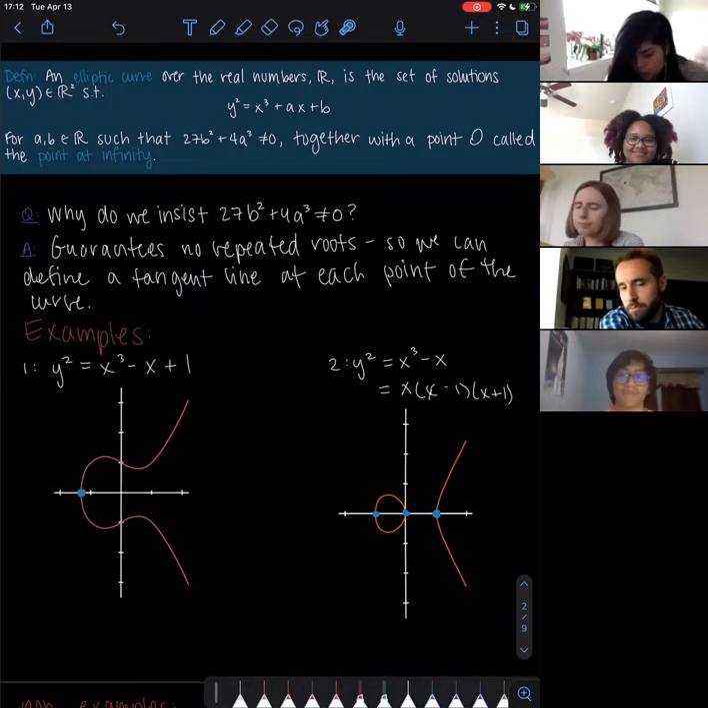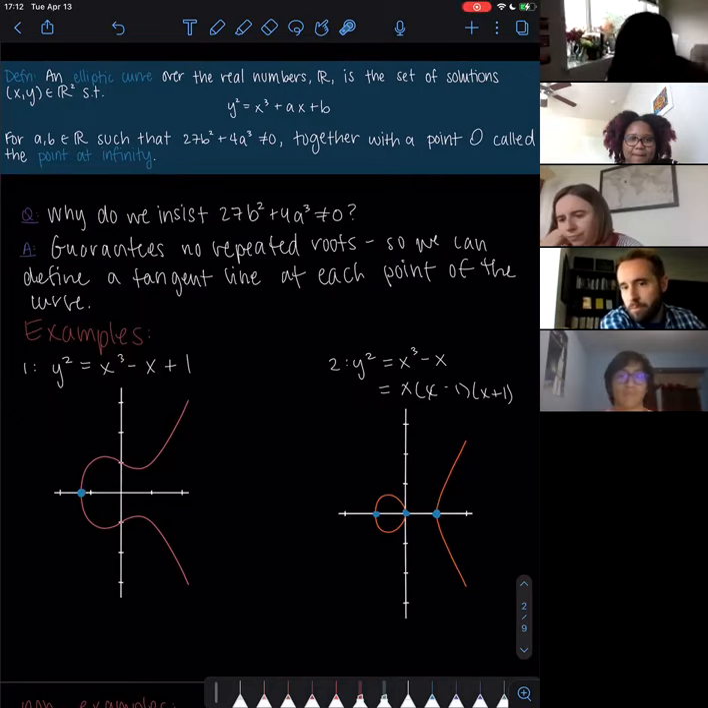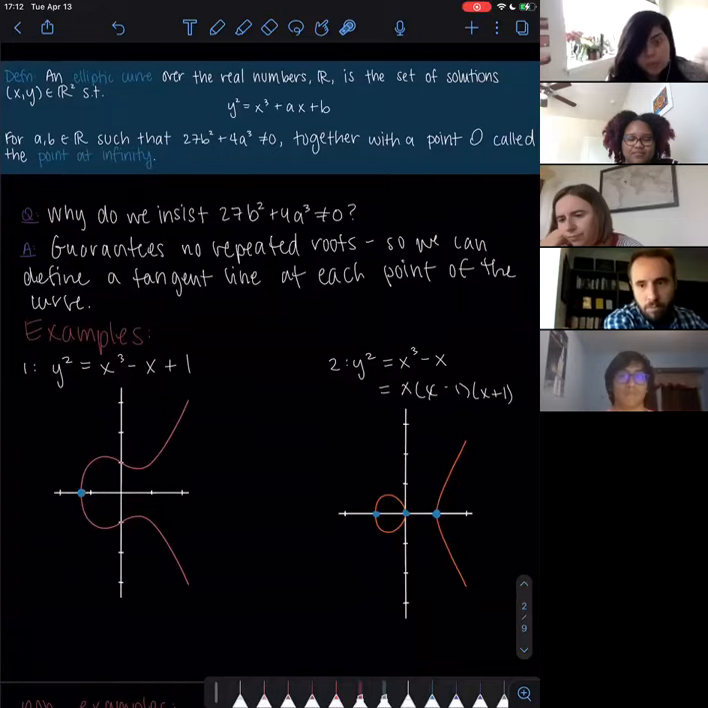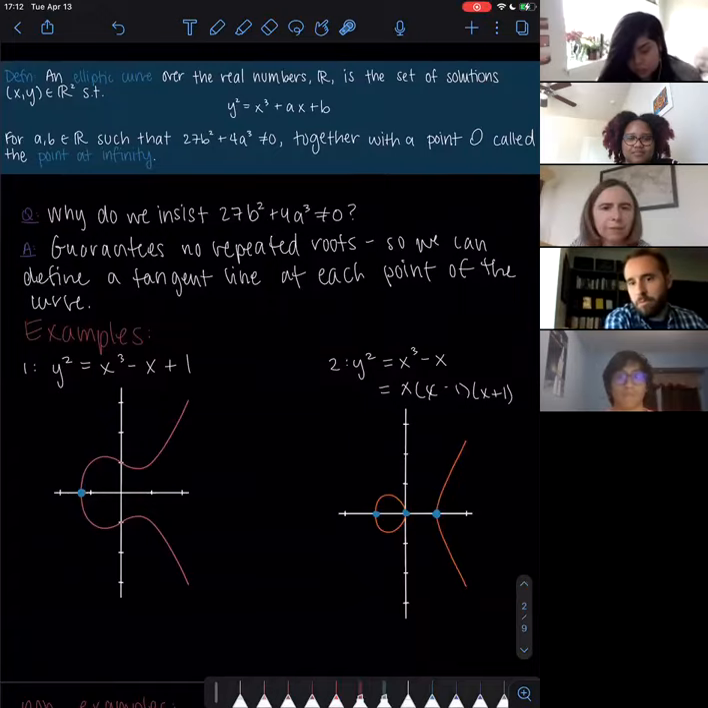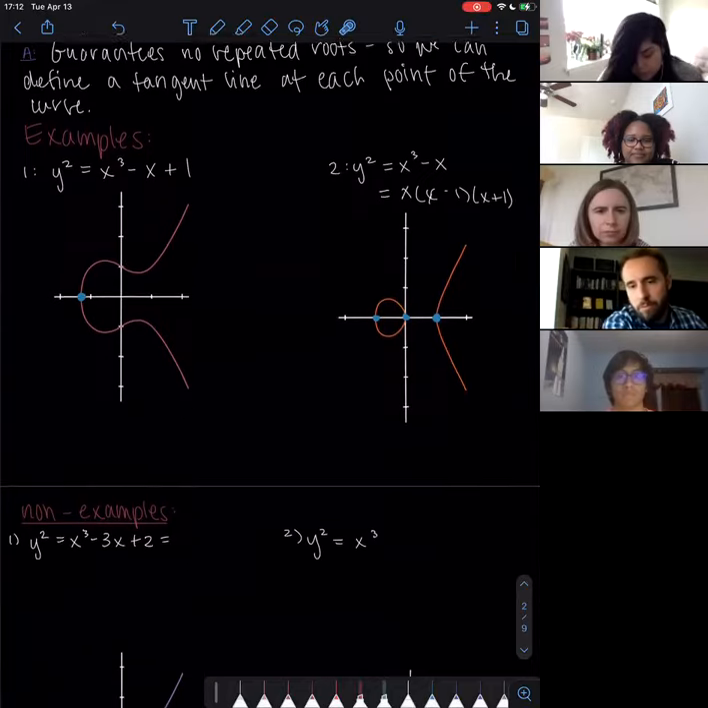Yeah, so in our case, because we're looking only for x and y real numbers, we're only going to have the case that we either have 3 real roots or 1 real root, because our complex roots always come in pairs. Okay, so let's look at some non-examples.